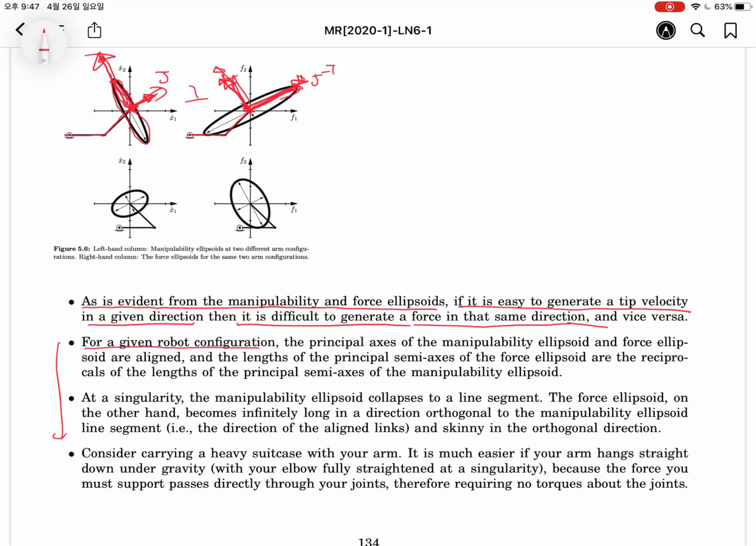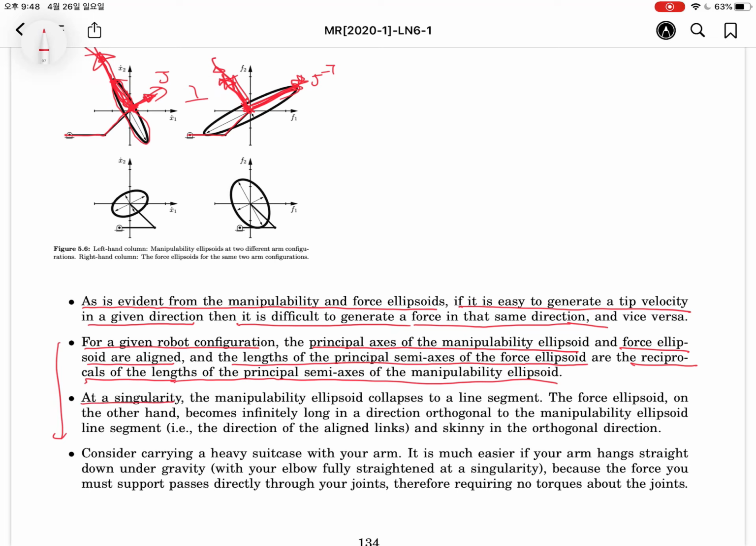Like this, both have the reciprocal property. For a given robot configuration, the principal axes of the manipulability ellipsoid, this one, and the force ellipsoid are aligned with each other. This is major, this is minor, and the lengths of the principal axes of the force ellipsoid are the reciprocal, the inverse length, of the principal axes of the manipulability ellipsoid. Okay, the inverse relationship is used.